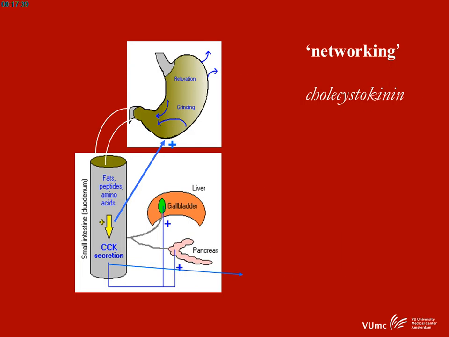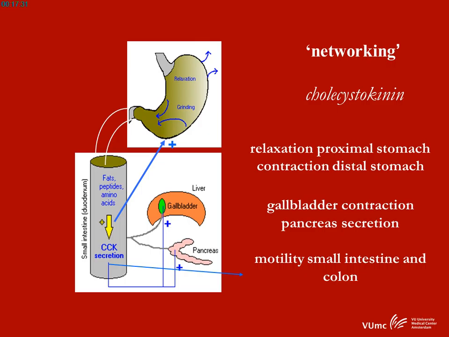As an example, I will go into cholecystokinin as a typical networking hormone, and it is secreted in the duodenum. It provides relaxation of the proximal stomach and contraction of the distal stomach, contraction of the gallbladder and secretion of the pancreas, and motility of the intestines and the colon. So if we want to use all these mechanisms and this networking, we should provide enteral nutrition.